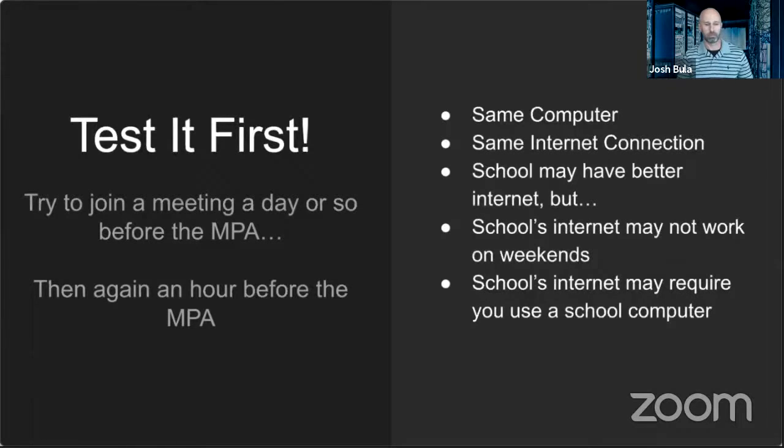You may be thinking that it's better to do the judging from your school because they may have better bandwidth and fewer distractions than at home, but be aware that some school networks are really quick to block websites they don't recognize, so you should definitely test it out first. Also, check with your school's IT people to make sure that they don't turn off the network on the weekends. It's common for guest Wi-Fi to be turned off on the weekends, so if you're planning on using your personal computer, be aware that you may need to use your school computer instead, or be prepared to drive home real quick if it doesn't work.